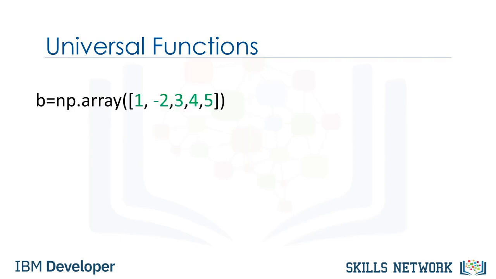For example, consider the NumPy array B. We can find the maximum value using the method max. We see the largest value is 5. Therefore, the method max returns a 5.